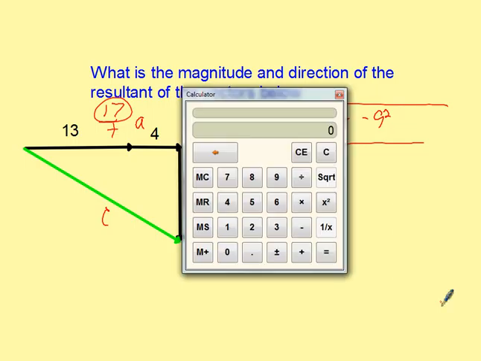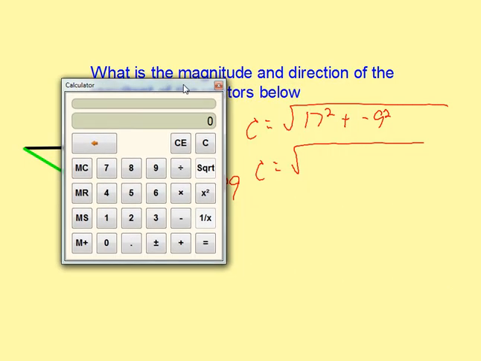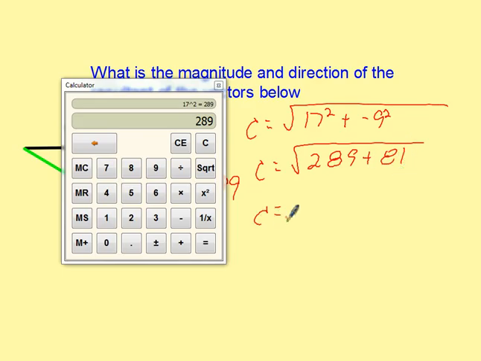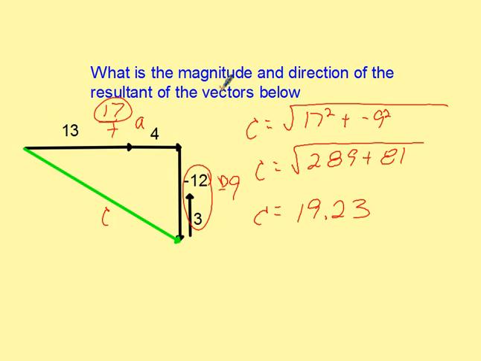Math tools, calculator. There we go. 17 squared, 289, plus 9 times 9 is 81. So C is going to equal, let's add this up, 289 plus 81 equals, take the square root, so C is equal to 19.23. Great, now we have to find the direction.